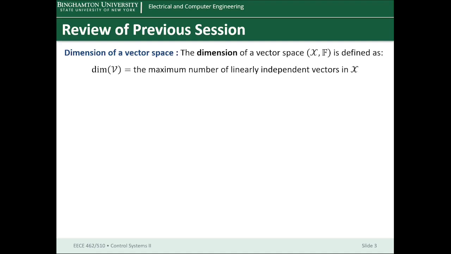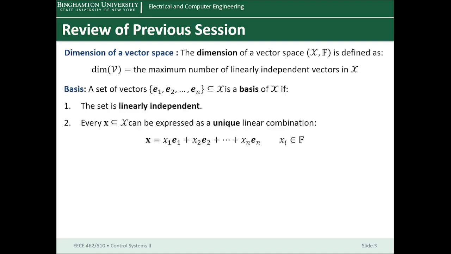Now, since we can often express some vectors in terms of others, it's natural to ask, why not choose a special set of vectors and define every other vector in the space with respect to this set? This leads us to the idea of bases. Formally, a set of vectors e1, e2 all the way to en is called a basis of vector space X if two conditions are satisfied.